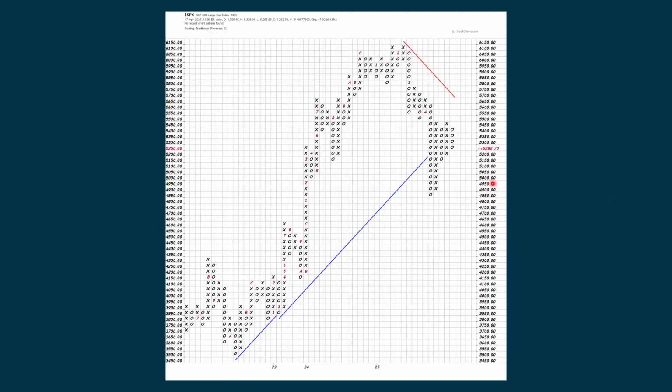And this is the point and figure chart, which doesn't take time into account, just price movement. When we've gone up enough, green X's are drawn in here. When we've gone down enough, red O's are drawn in here. And we're just kind of bunching together here.